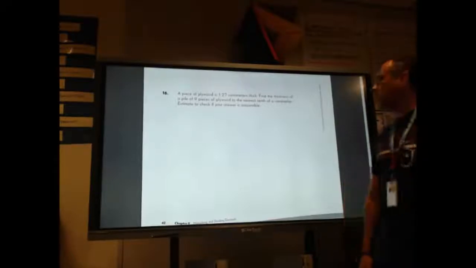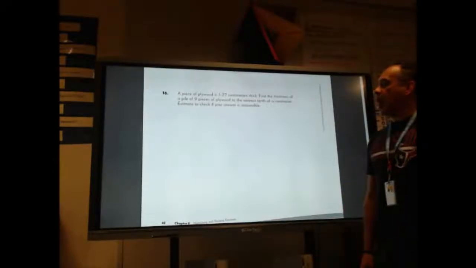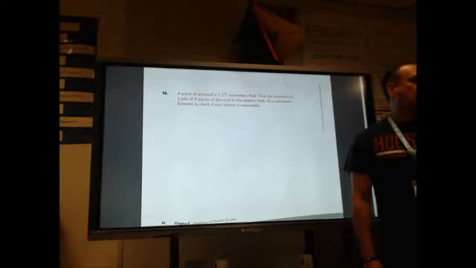So we're going to do one of the problems from our workbook, and this is a pretty easy one. All right. So it says that a piece of plywood is 1 and 2,700 centimeters thick. Centimeters, right? Find the thickness of a pile of 9 pieces of plywood to the nearest tenth. That means that we're going to have to round it, right? Of a centimeter. Estimate to check if your answer is reasonable. So we have 3 steps to do here. We need to multiply. We need to estimate. And then we have to round, right?